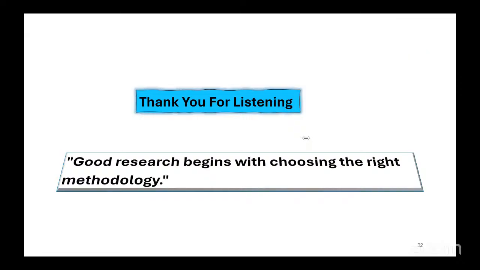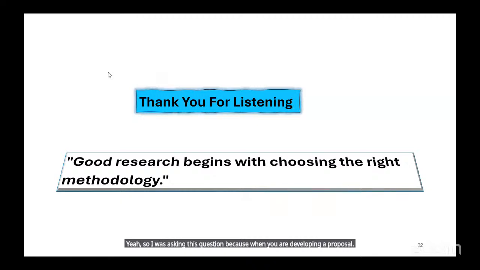Hello? Yes, so I was asking this question because when you're developing a proposal, you haven't yet gone to the field. But for example, in my proposal, I'm required to state the sample size of bacteria and viruses that I'm going to work with. So how do you go about that before you have done data collection?